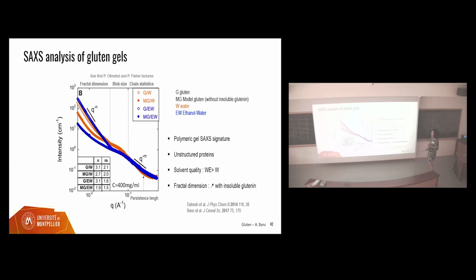An interesting point here is that the slope at small q is very different if we consider the model gluten and the native gluten. The difference between these two samples is the content in insoluble glutenin. We increase the fractal dimension, we increase the density of the network if we keep this large insoluble glutenin in our sample.